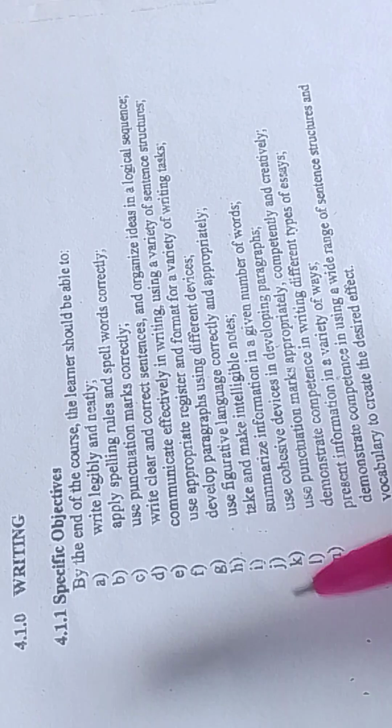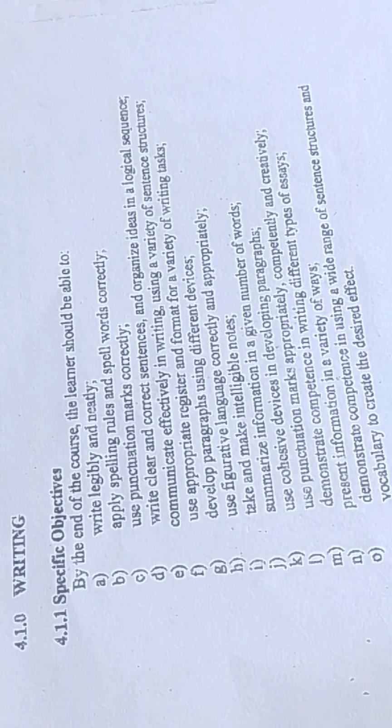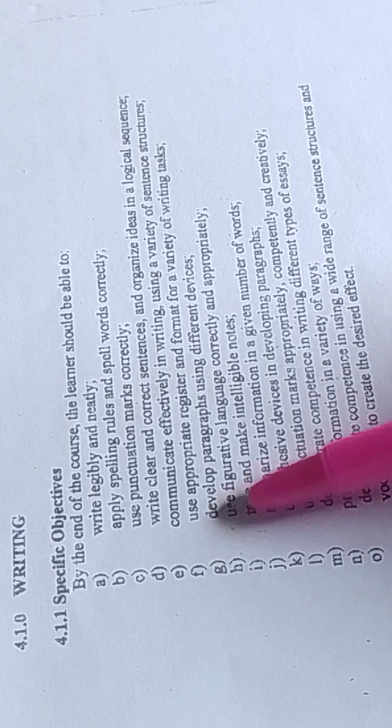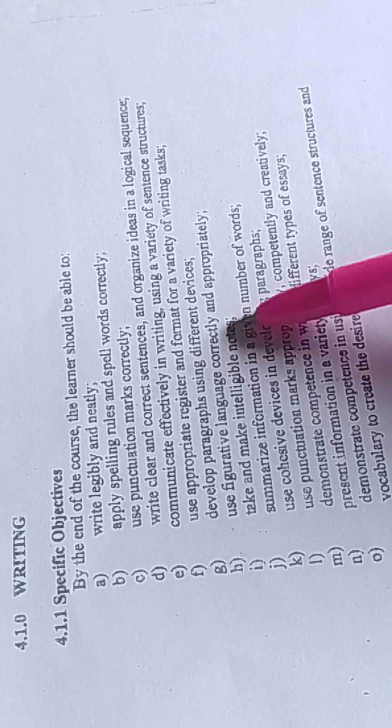Now, use appropriate register, format and a variety of writing tasks. In this register, there are some key vocabularies used when writing a composition about a fire outbreak, and there are some key vocabularies used when writing a composition about theft. Now, don't mix them. Develop paragraphs using different devices. Use figurative language correctly and appropriately. Take and make intelligent notes.